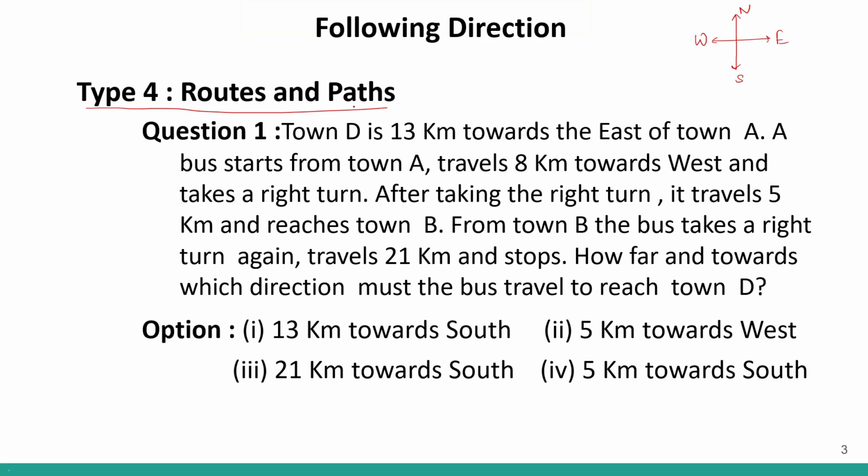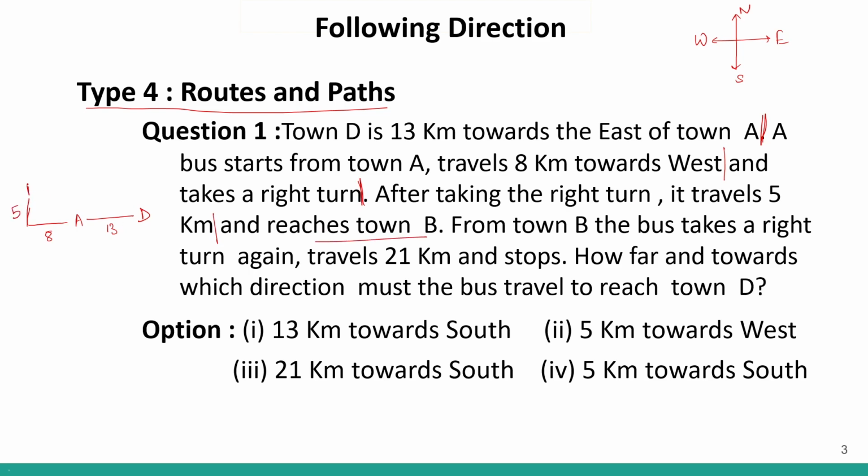Now, town D is 13 km towards the east of town A. So D, let me just break the information. So this is the first information. D is 13 km towards the east of town A. Now, a bus starts from town A and travels 8 km towards west. Then it takes a right turn. So from here, the bus takes a right turn. After taking the right turn, it travels 5 kilometers. So the bus now travels 5 kilometers and it reaches town B.